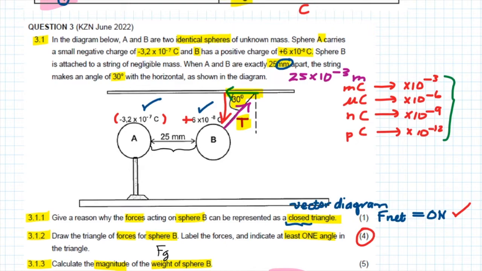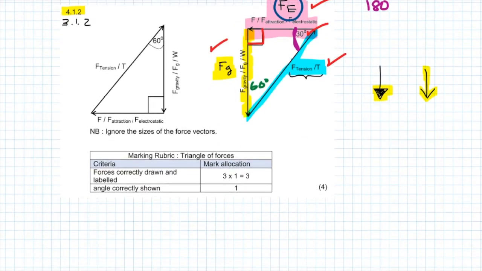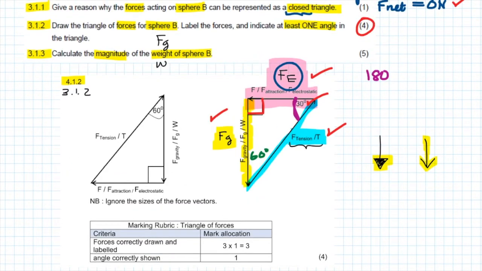We're going to assume that these are very tiny spheres, and we're going to assume that this 25 millimeters extends to their centers. Because if we don't do that, we have no other way of calculating the radius of the spheres and therefore the distance between the centers of the 2 charges. So that is a mistake made in the question, but we're going to just make an assumption and work with it. So now we're going to answer question 3.1.3.